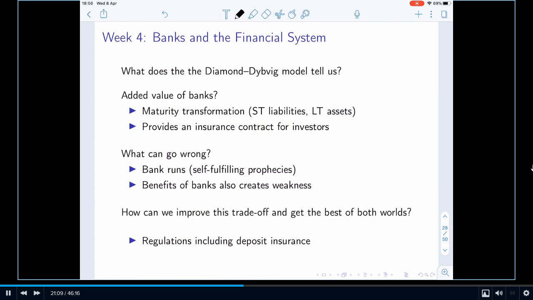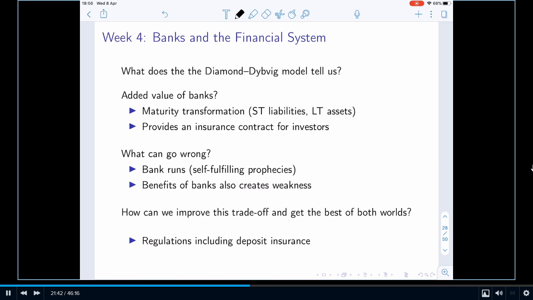So then the immediate policy question is, how can we have the best of both worlds? How can we have the benefits of maturity transformation without the risks? One very important insight has been that of deposit insurance. If the government provides credible deposit insurance to all depositors, then no matter what rumors start circulating about the health of the banking system, you know that your money is safe, which completely removes your incentive to run to the bank. Similarly, it removes everyone else's incentive to run to the bank.